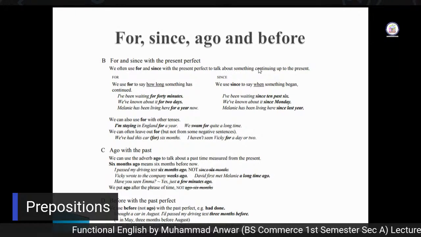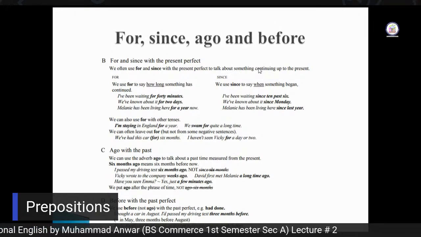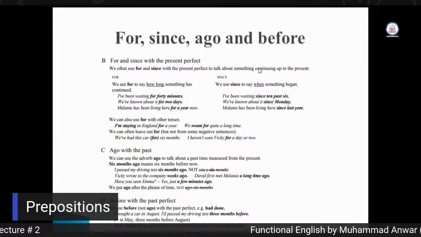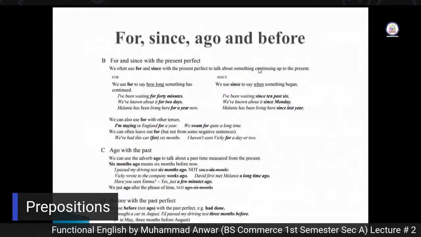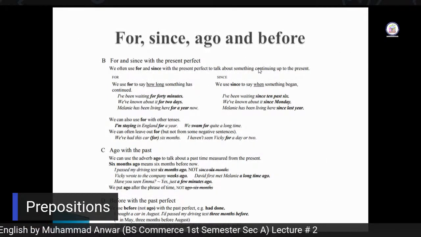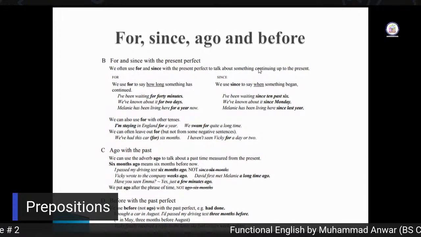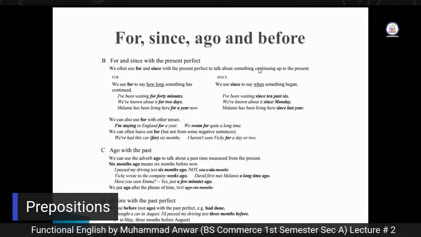He phoned me 2 days ago. She bought this book few days ago. So ago with the past time. Ago is a preposition of time which indicates past. Ago को देख लेंगे तो आप ये समझ जाएगा कि ये past simple की बात हो रही है.